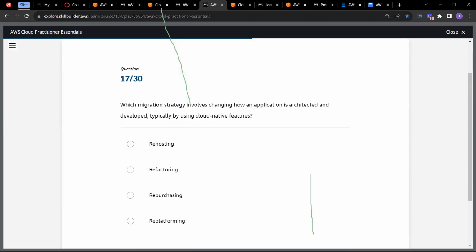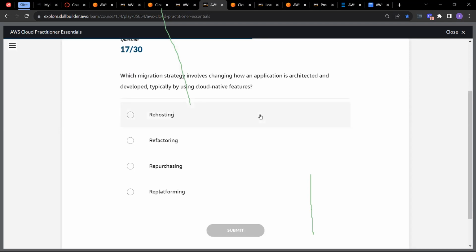Which migration strategy involves changing how an application is architected and developed, typically by using cloud native features? Okay, so let's look at changing how an application is architected and developed. Replatforming. This one, replatforming. Select replatforming.